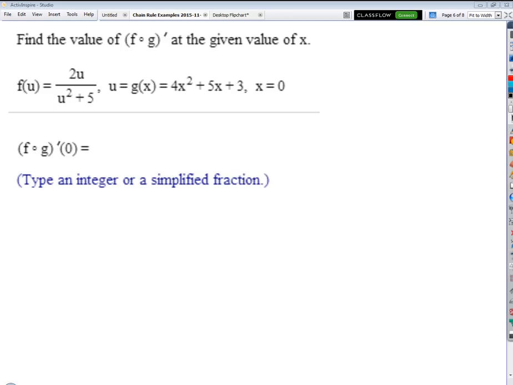Okay, so we're given this function of u. But u in turn is a function of x, right? So what we're really trying to do, if we call this whole thing, let's just call it y, so we can make it easy to keep track of.